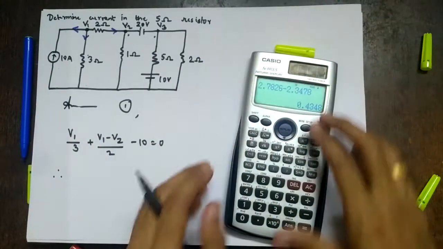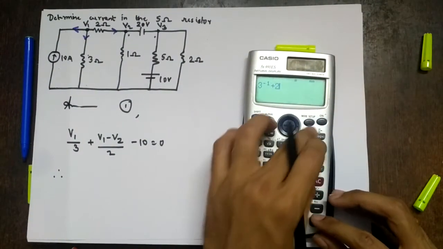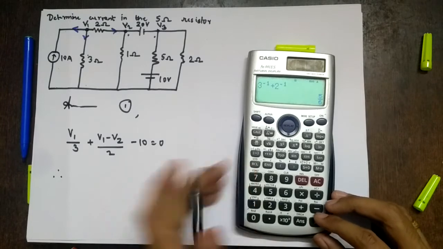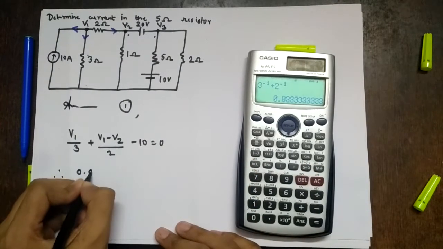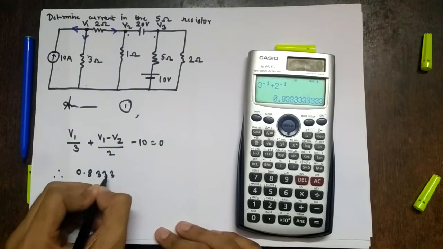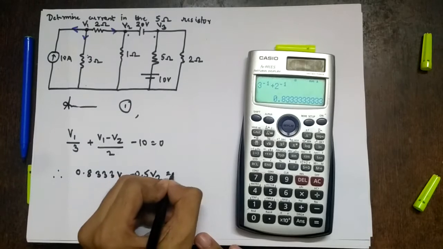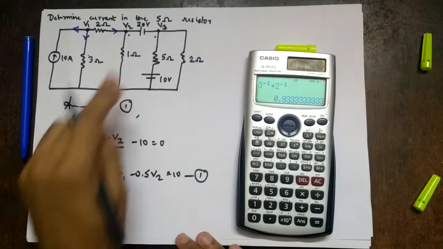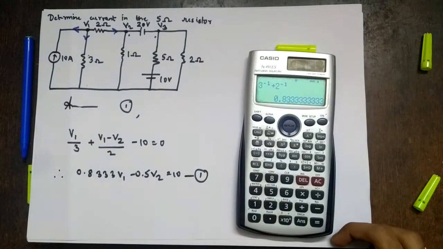Again collect the terms in V1. It will be 3 inverse plus 2 inverse, so 5 by 6, which is 0.8333 V1 minus 0.5 V2 equal to 10. So first equation. Again, how many equations will we have? Equal to the number of nodes. So we require 3 equations. So 2 more equations are remaining.